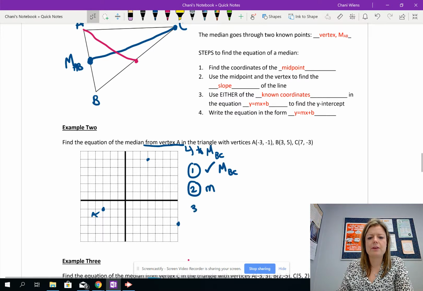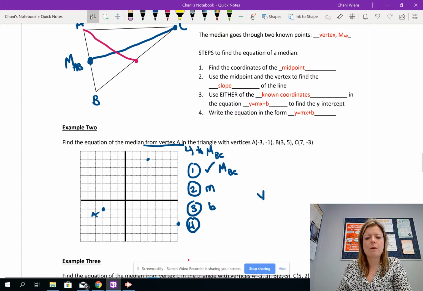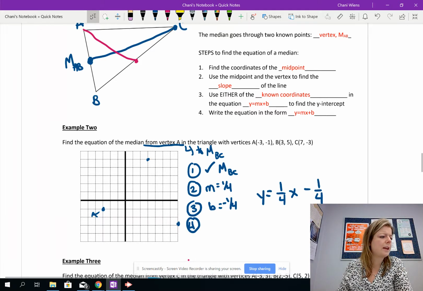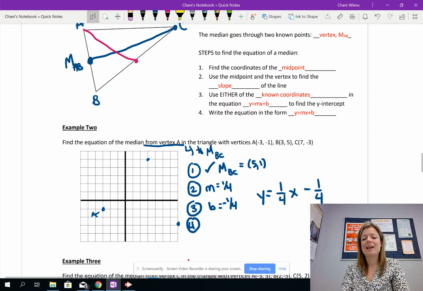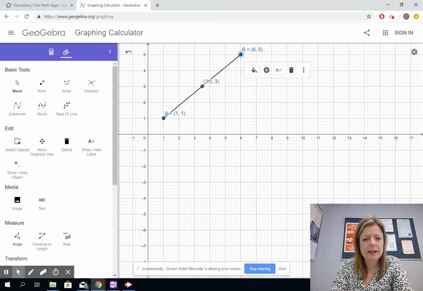Okay, the third step is to find the y-intercept by subbing in one of the known coordinates and the slope you found in step 2. And step 4 is to just write that final equation. You should get y equals 1/4 x minus 1/4. So the slope here should be 1/4. The y-intercept should be minus 1/4. And the midpoint in step 1 that you should have gotten should have been (5, 1). So try that now. You can also go to GeoGebra and verify your work.